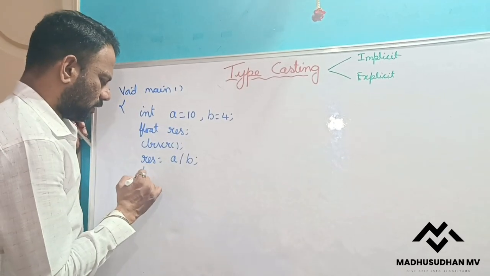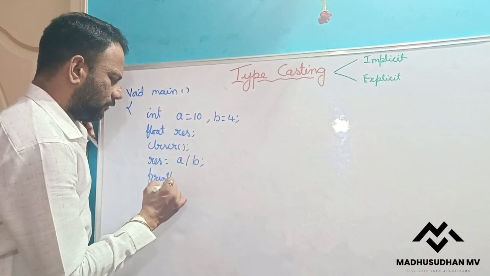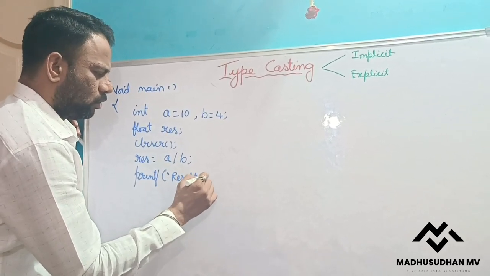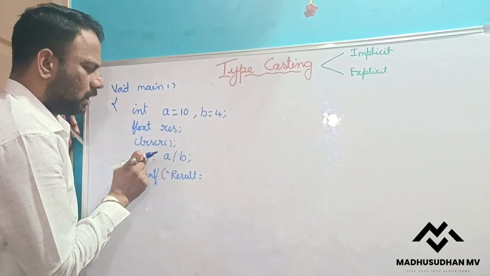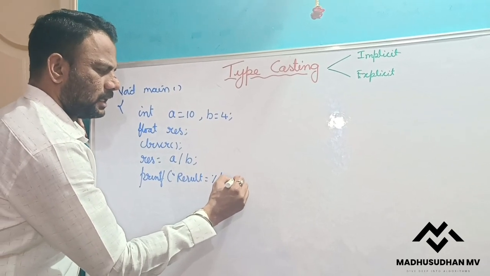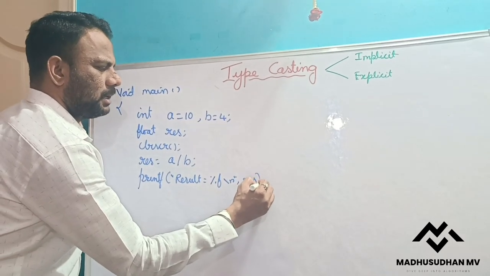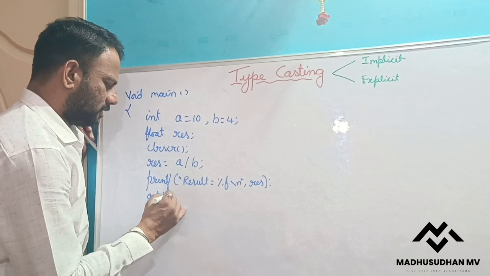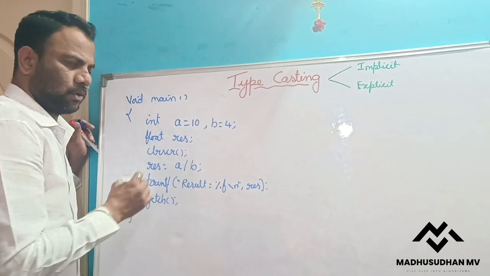Now I am printing the result. For that, printf, result is equal to, and I am printing this value. This is what I declared as floating point, so use %f and \n. Then the variable name is res. Then as usual, always at the end getch. So this is my program.